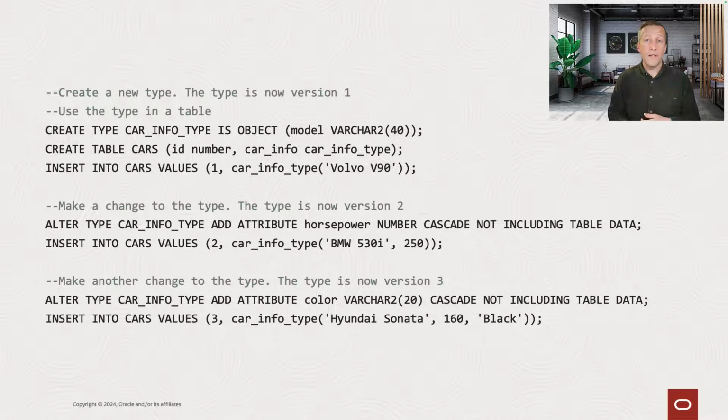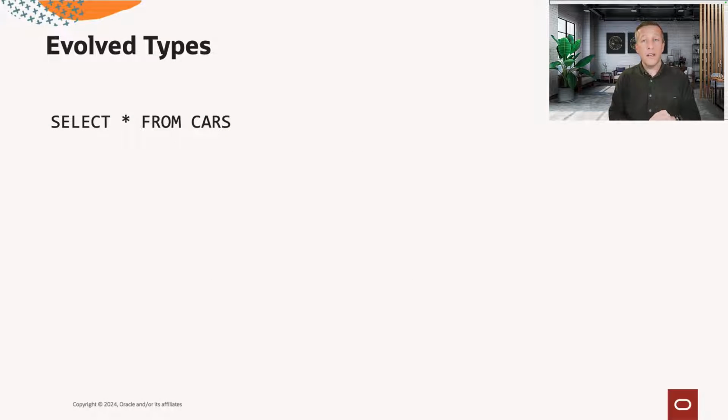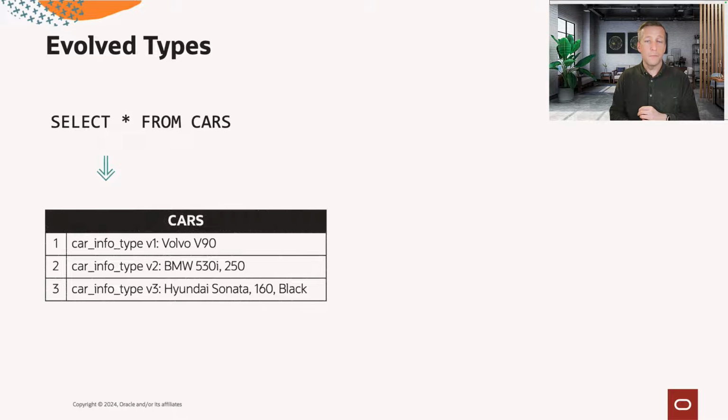I can then move on and add another car, but before I do that, I must add another attribute called color. My Hyundai Sonata has 160 horsepower and it's black. Now when I go and select from the cars table, I find 3 rows: 1 the Volvo V90, 2 the BMW, and 3 the Hyundai. All 3 rows are created with a different type definition.